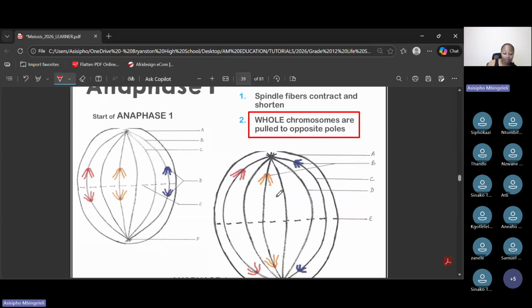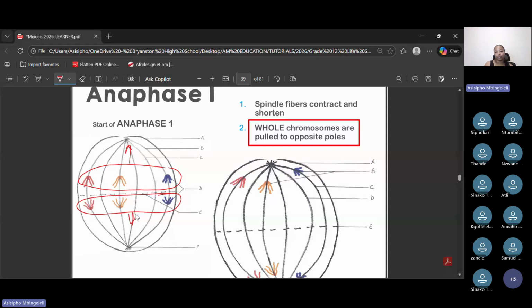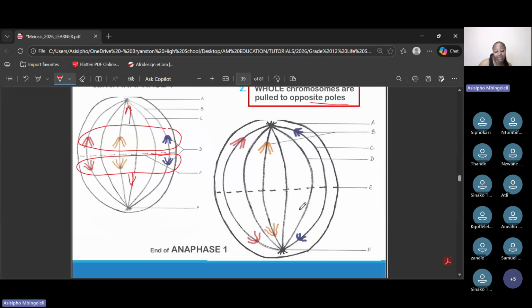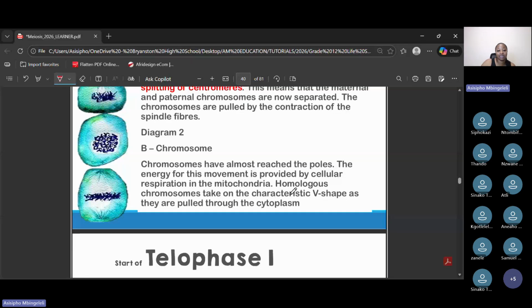So the 3 from the pair are going to be pulled up, and the other 3 are going to be pulled down. Remember I said opposite poles, not opposite sides of the cell. That is all that happens in anaphase 1.